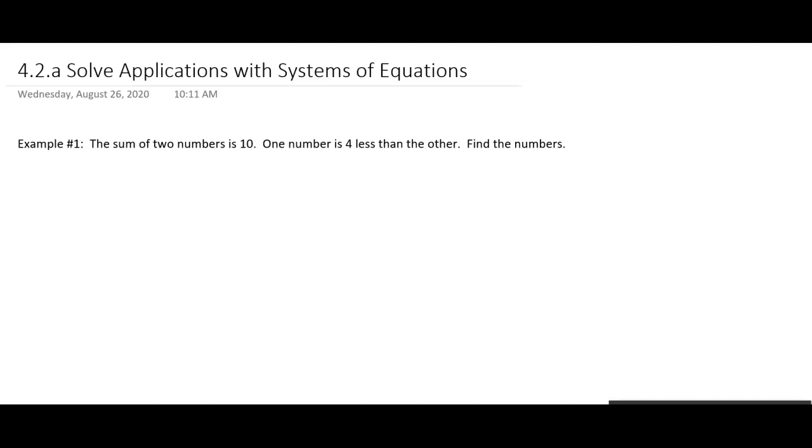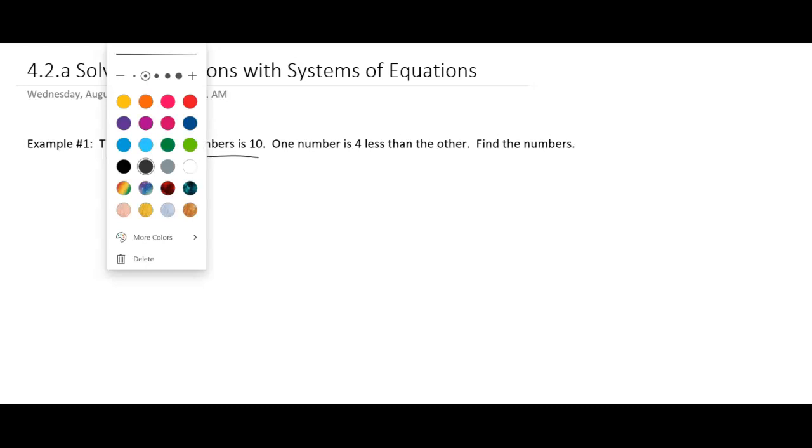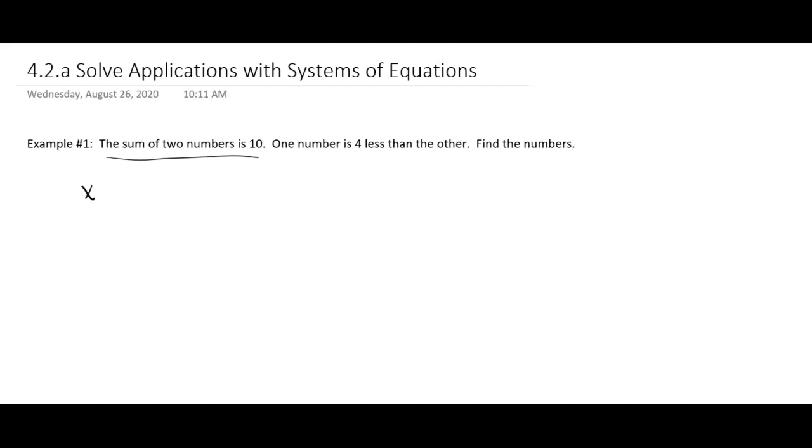Okay, so example 1, the sum of two numbers is 10. So maybe I want x plus y. Okay, so my computer's having a sad day. x plus y equals 10. So I have two variables. Those two numbers are being represented by x and y. And it says the sum of them is 10, so there's one equation.